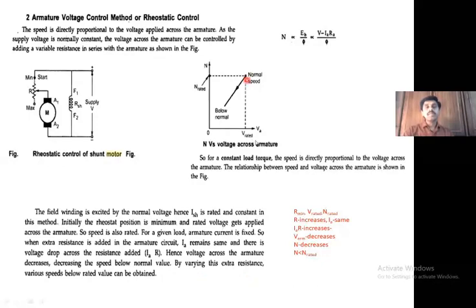So we can observe here, when the voltage is rated, then you will get a normal speed. When the voltage across the armature decreases, then the speeds decrease below the normal value.